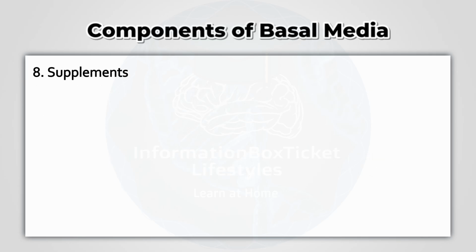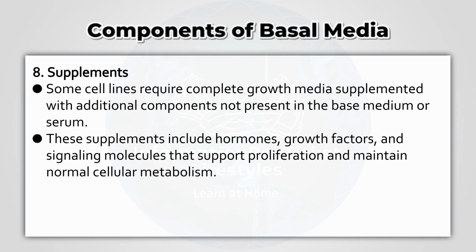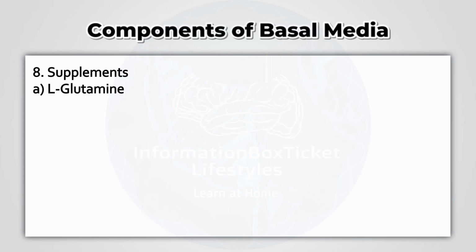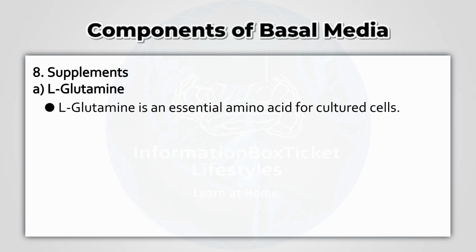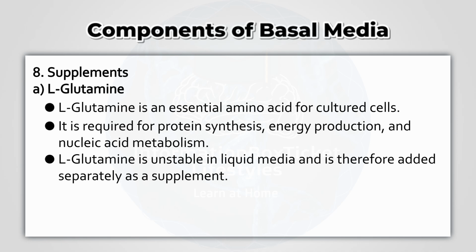8. Supplements. Some cell lines require complete growth media, supplemented with additional components not present in the base medium or serum. These supplements include hormones, growth factors, and signaling molecules that support proliferation and maintain normal cellular metabolism. A. L-glutamine. L-glutamine is an essential amino acid for cultured cells. It is required for protein synthesis, energy production, and nucleic acid metabolism. L-glutamine is unstable in liquid media and is therefore added separately as a supplement.